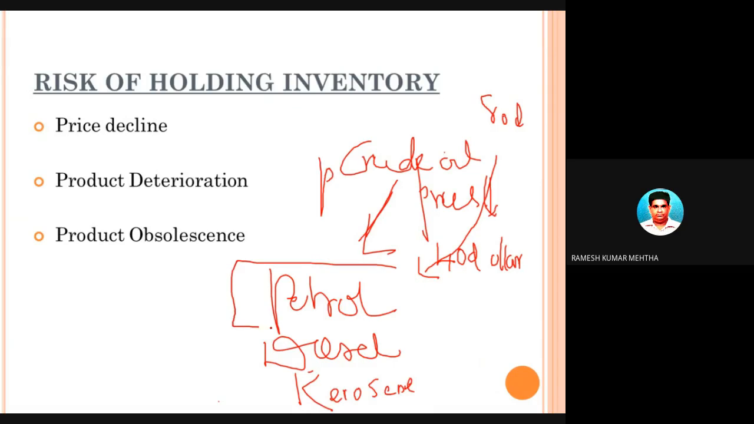So the cost of manufacturing petrol has also gone down. Because of this, the prices have remained the same, but the profit margin has increased. So you have to anticipate this kind of thing. For example, crude oil prices are going to have an impact on the finished product.